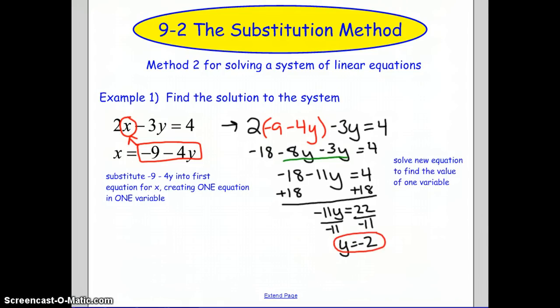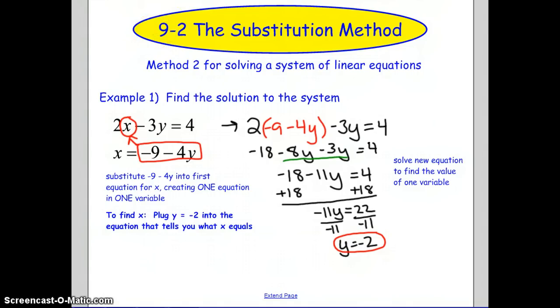So now that we've solved our new equation, we know that the y value of our ordered pair is going to be negative 2. However, we don't know the x value. Luckily, there's a really easy way to find this x value. We can look over here and see that we know how to find x. x is just equal to negative 9 minus 4y, and now we know that y is negative 2. So we can take this y equals negative 2 and plug it in here to find x.